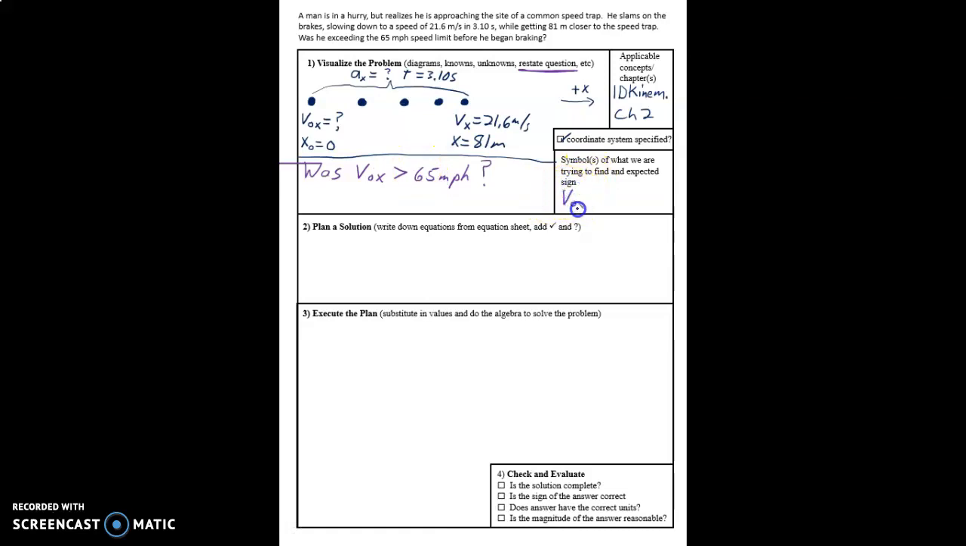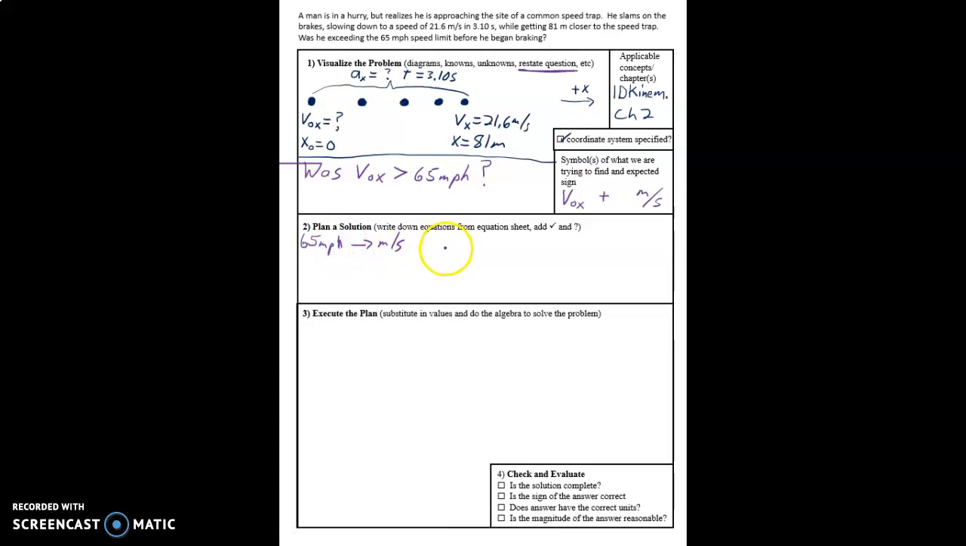So we want to find v naught x. We expect v naught x to have a positive value because we picked to the right to be positive, and he was traveling to the right at the end. And then we expect the units to be meters per second when we're solving this in our SI units, and then we're going to have to do a unit conversion at the end. So part of our plan is to take 65 miles per hour and convert it to meters per second.